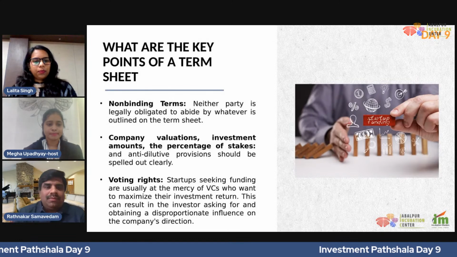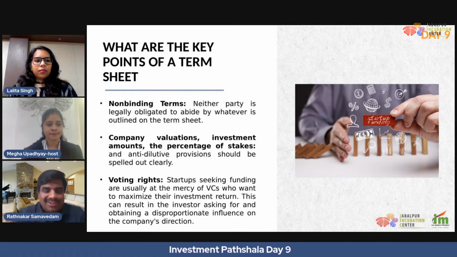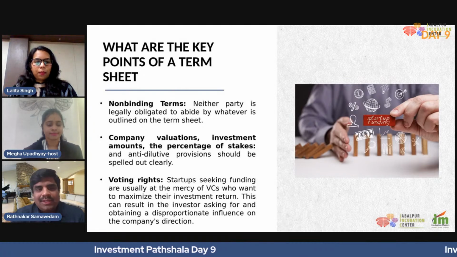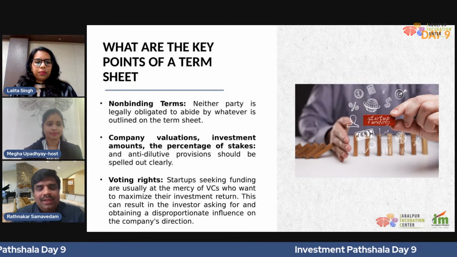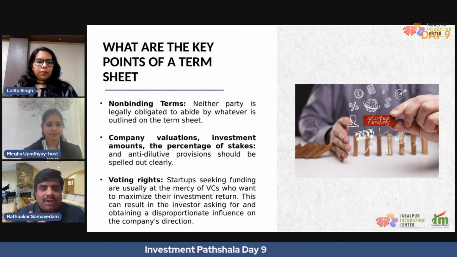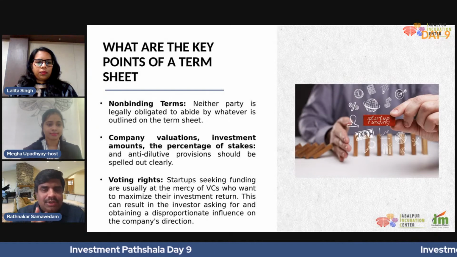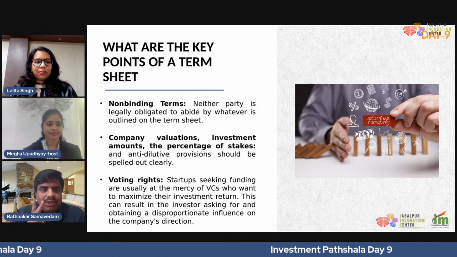So one of the key terms you need to look into in the term sheet is valuation. All the other factors will come into play. Now, there are two important points you need to note when you receive the term sheet. I'll speak about the other terms in the term sheet later. Two important points you need to observe.